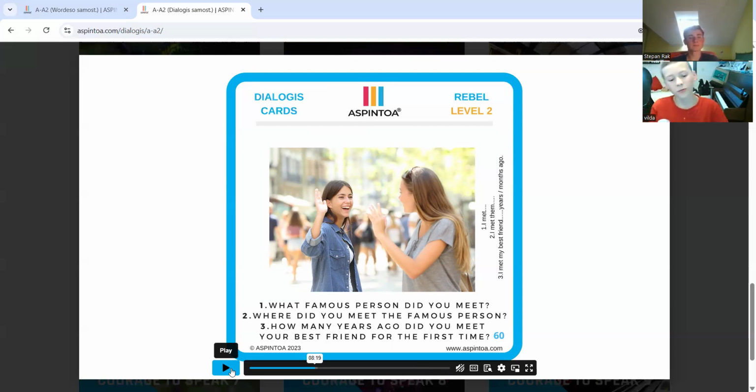Oh, okay. Where did you meet the famous person? He was driving in his convoy of cars outside of Kensington Palace, and I happened to be on the sidewalk right next to it, so I saw him in the car. Oh, nice.